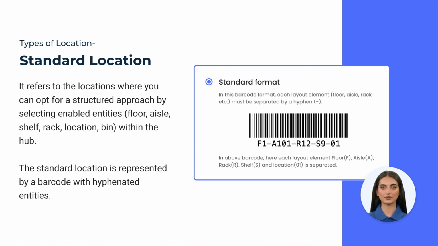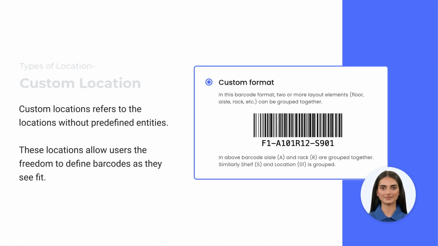Standard locations refer to the locations where you can opt for a structured approach by selecting enabled entities, floor, aisle, rack, shelf, and location within the hub. The standard location is represented by a barcode with hyphenated entities. Custom locations refer to the locations without predefined entities. These locations allow users the freedom to define barcodes as they see fit according to their hub.